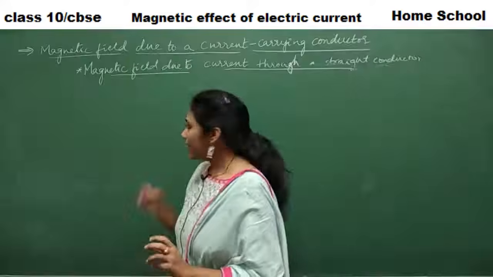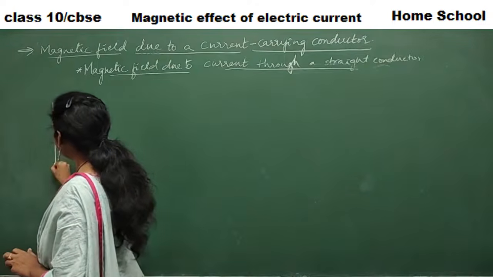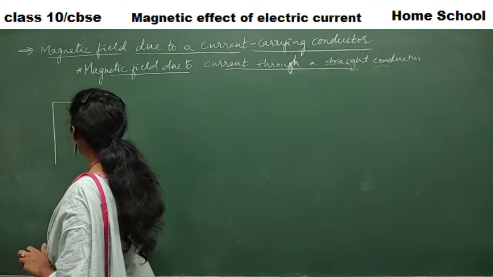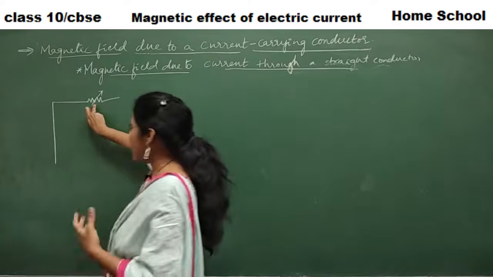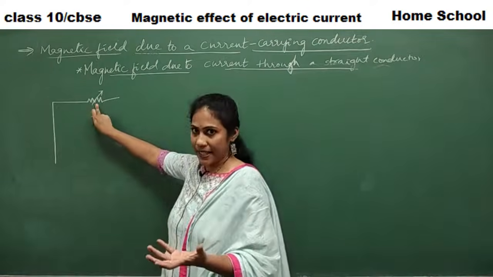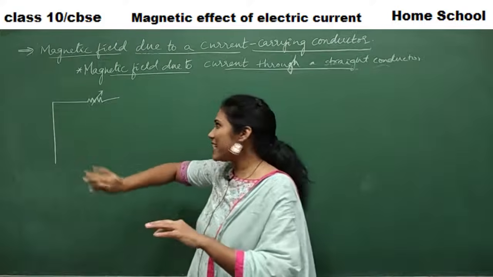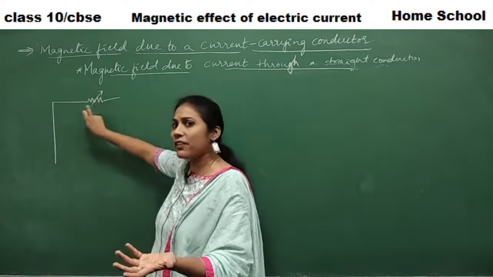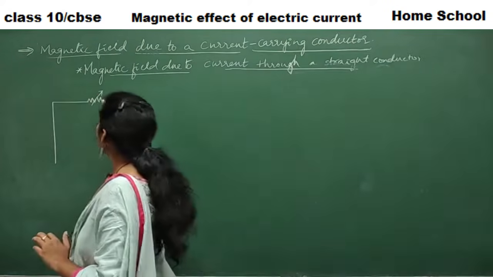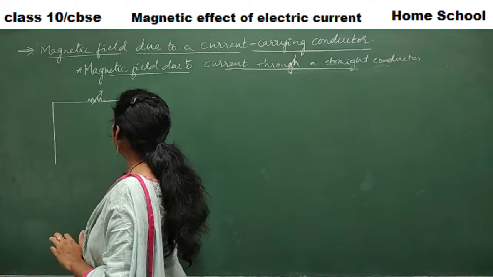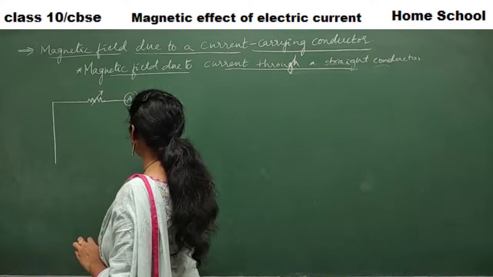So let us start. See here, imagine we have one circuit. Say I took a straight conductor. I'm having a circuit. Here, let us take a variable resistance. This is the symbol for variable resistance, right? You can adjust the current by increasing or decreasing the resistance. For that, we use a rheostat or variable resistance. Here we have an ammeter, and a battery.